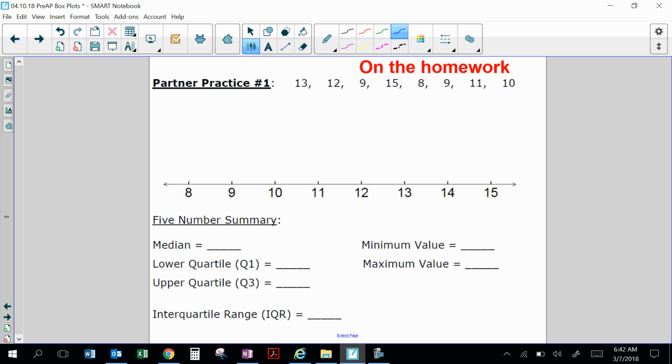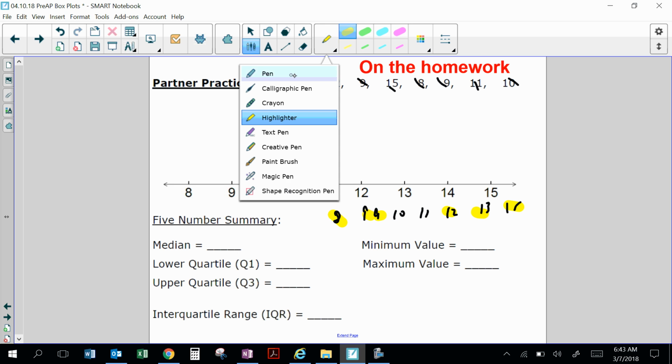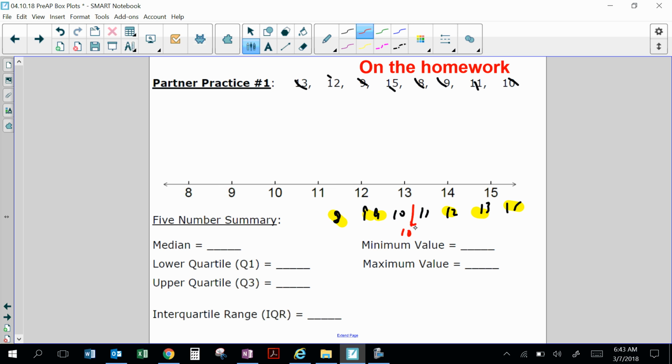Let's try one last example of this. So let's put these numbers in order. We have two 8s, two 9s, a 10, 11, 12, a 13, and a 15. So we have 8 numbers here. Let's find the median. So the median is 10 and a half.